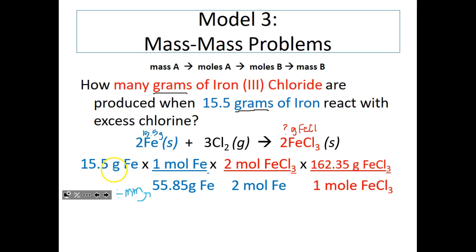Okay? Once you divide by the molar mass of your given, then you'll see that you are left with moles of your given. Okay? And after we do that, once we have moles of our given, we can then convert it to moles of our unknown by multiplying by the mole ratio from the balanced equation. So multiplying by the mole ratio, excuse my handwriting.